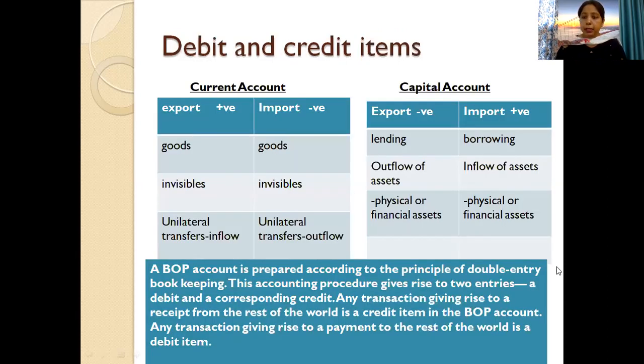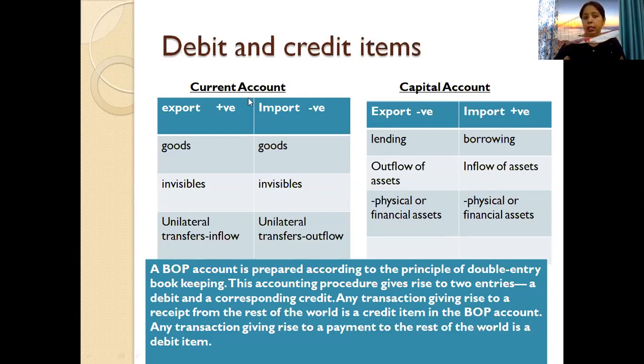Next is the debit and credit items. This time CBSE is asking these types of questions, where an item is given and they are asking in which part and in which account it is going to be entered. So I expect that this topic will be clear from this slide. I will try my best to explain. Okay, debit and credit items.